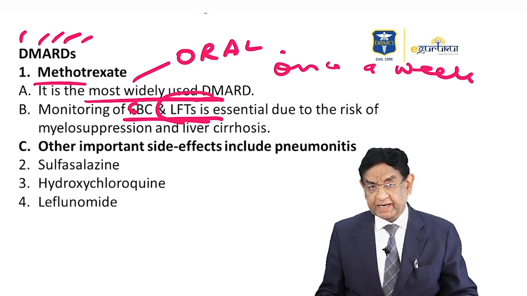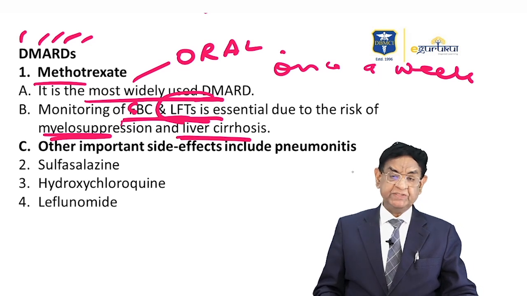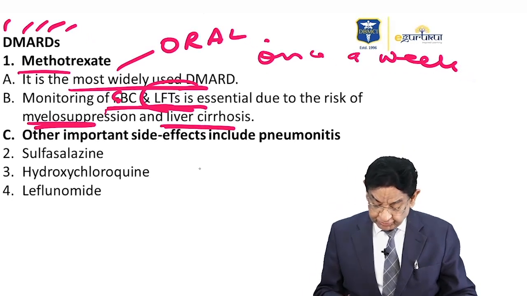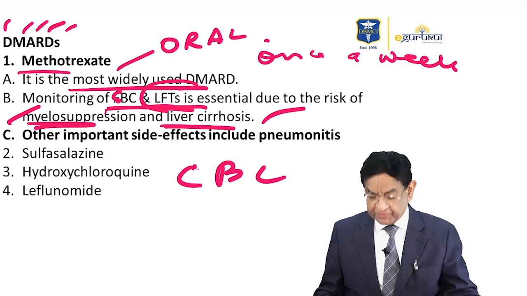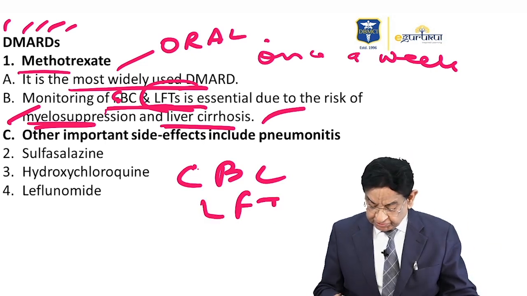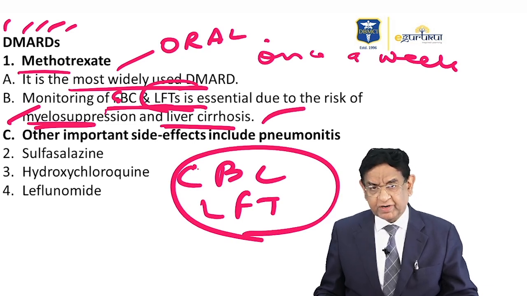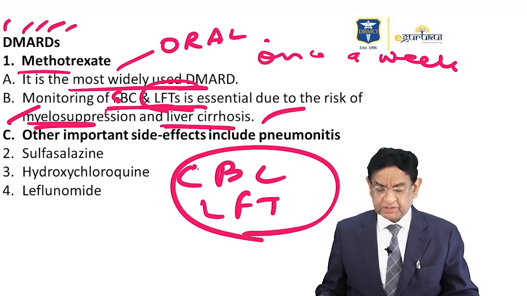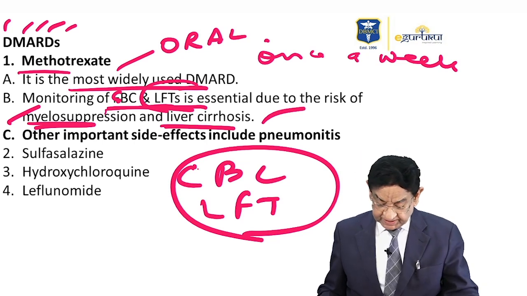Complete blood count and LFT should be monitored very carefully because it can lead to immunosuppression and it can lead to liver dysfunction. So because of immunosuppression, you have to go by the complete blood count. And since it can lead to liver cirrhosis or liver dysfunction, LFT should be measured very carefully. But otherwise, it's a very good drug. This is not a big problem, but do monitor CBC and liver function tests.